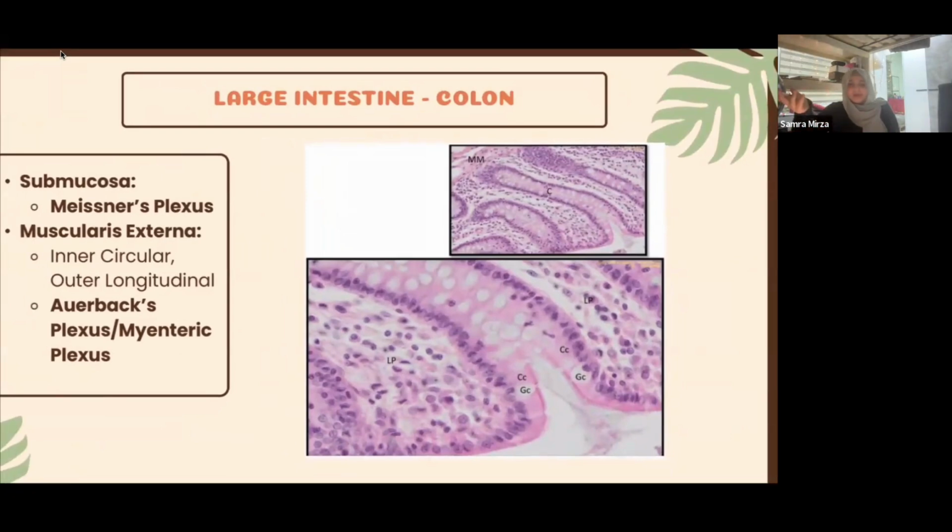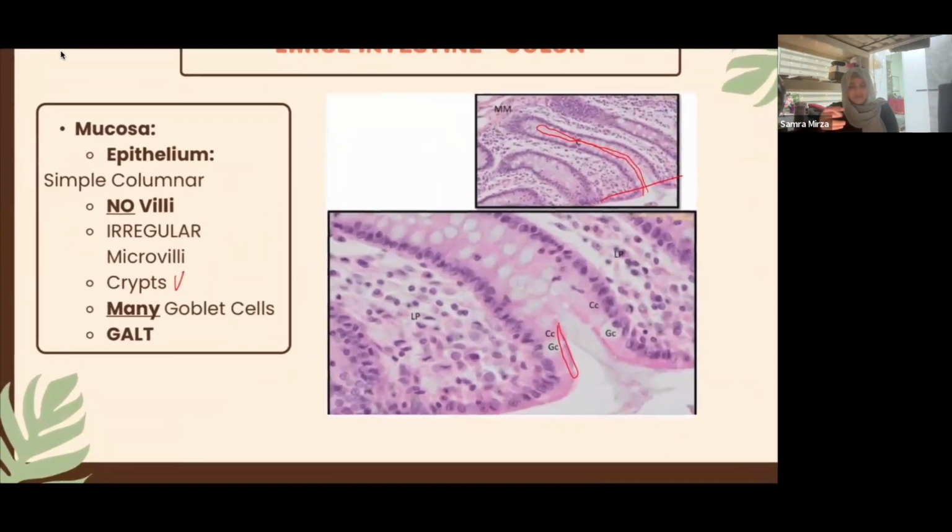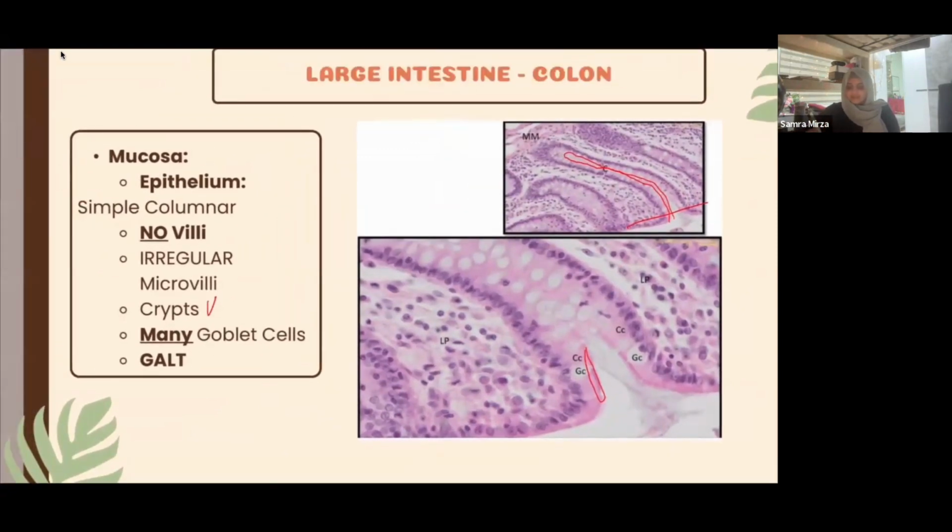They could say, list 2 characteristic features for the slide shown below. So you can say that there's GALT present, which we mentioned here, which is just lymphoid tissue. This is gastric-associated lymphoid tissue, and they're present here.